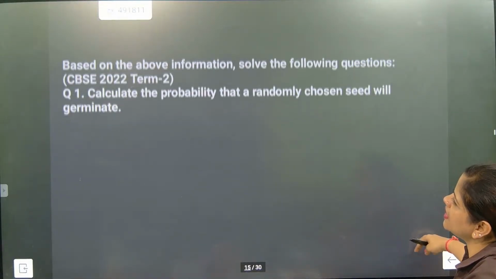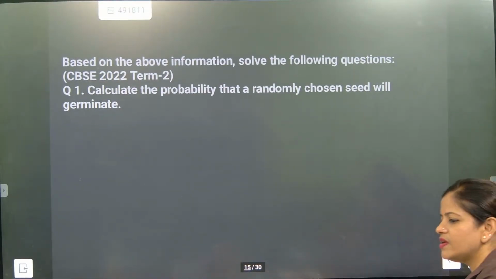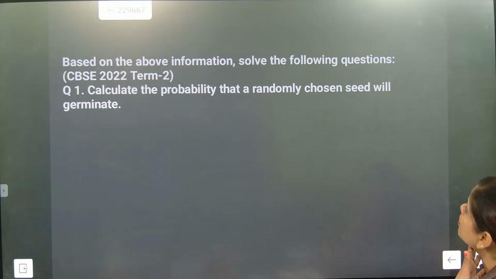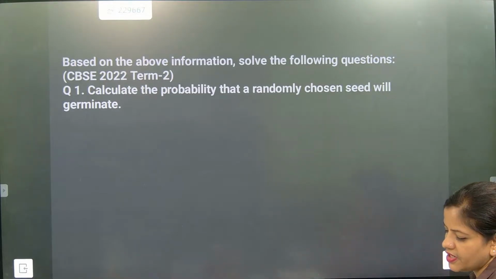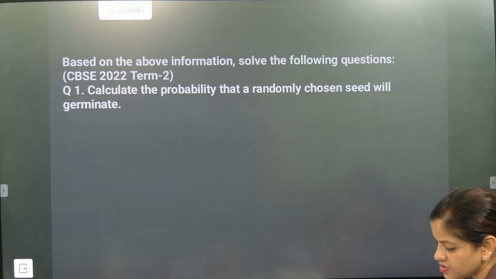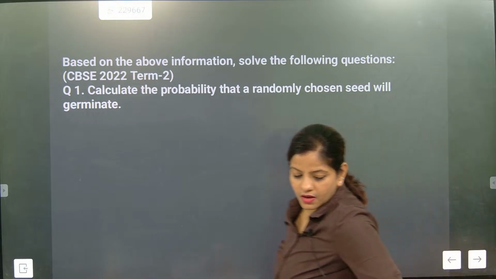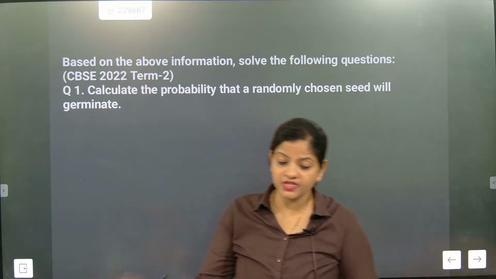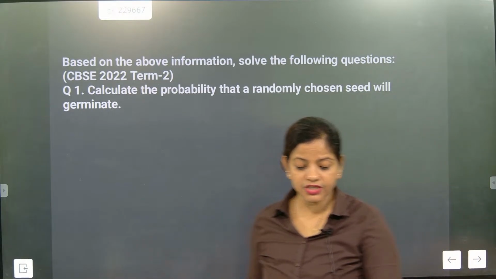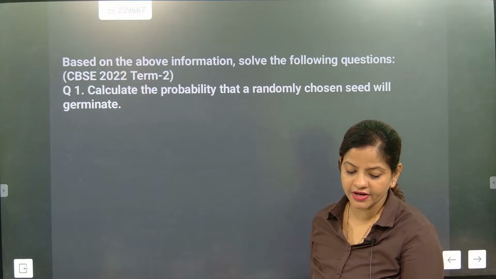Now beta, again this question is very, very important for you people. Calculate the probability that a randomly chosen seed will be germinated. Boss question, this is a boss question. A randomly chosen seed will be germinated.